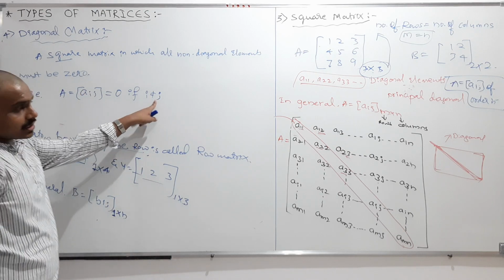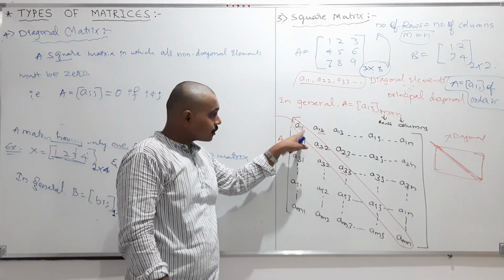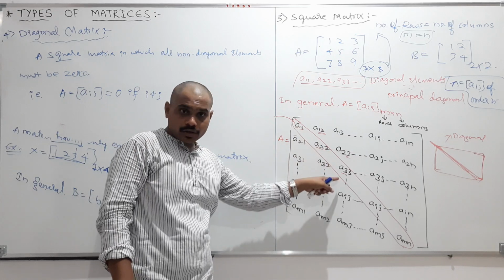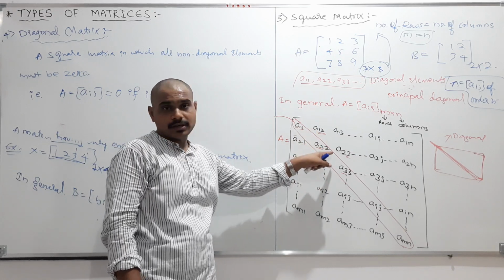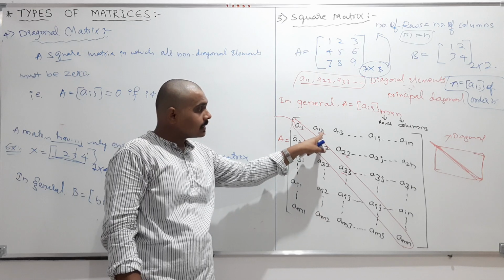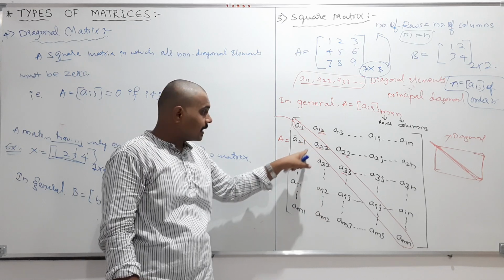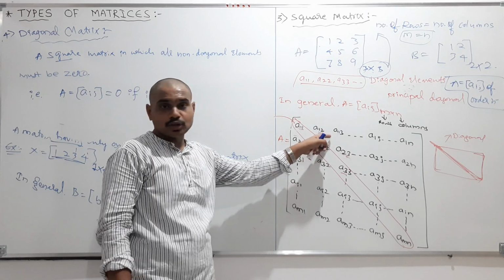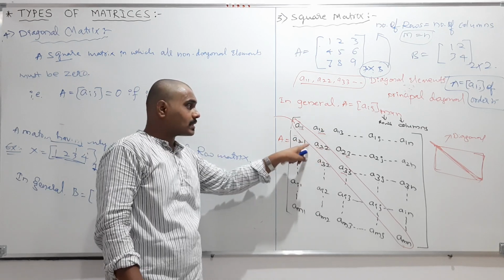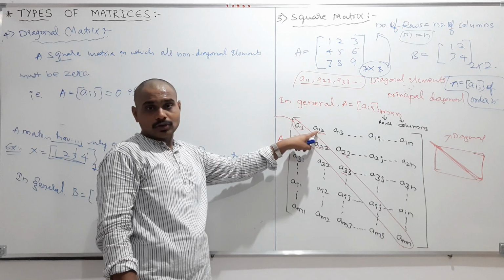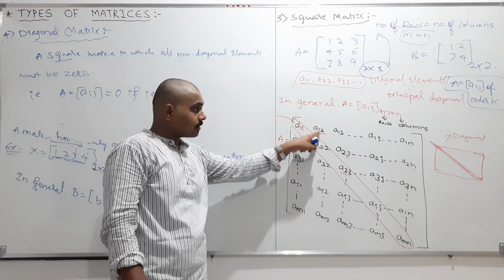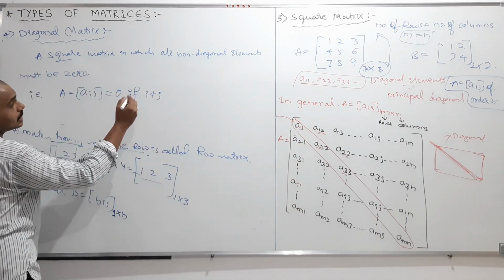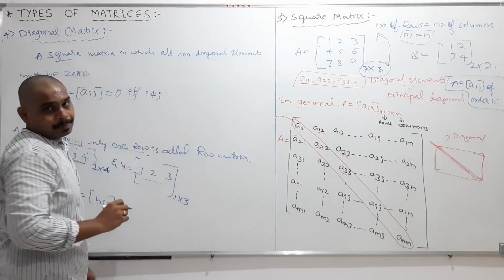If i is not equal to j, what does it mean? Here, my dear students, i equals j means those are all the diagonal elements. i not equal to j means either i is lesser than j or i is greater than j. So these are the elements below the principal diagonal and above the principal diagonal. In such a case, the condition is i is not equal to j.